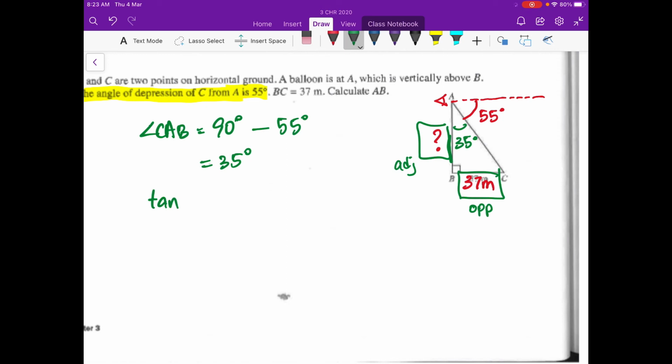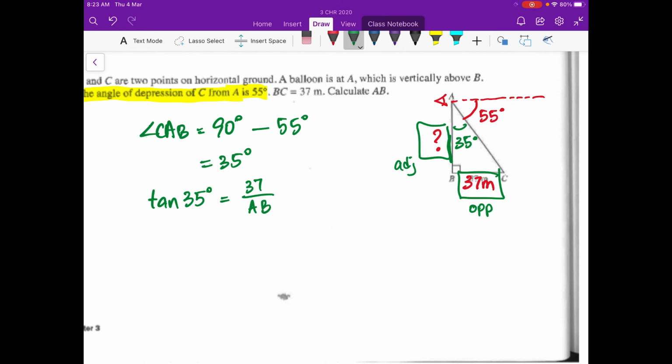Okay, so tangent. Tangent what? What is the angle? 35 degrees. Tangent 35 degrees equals the opposite. We know the opposite to be 37, over adjacent. Adjacent is an unknown. So let's call it AB. That's what we want to find out.